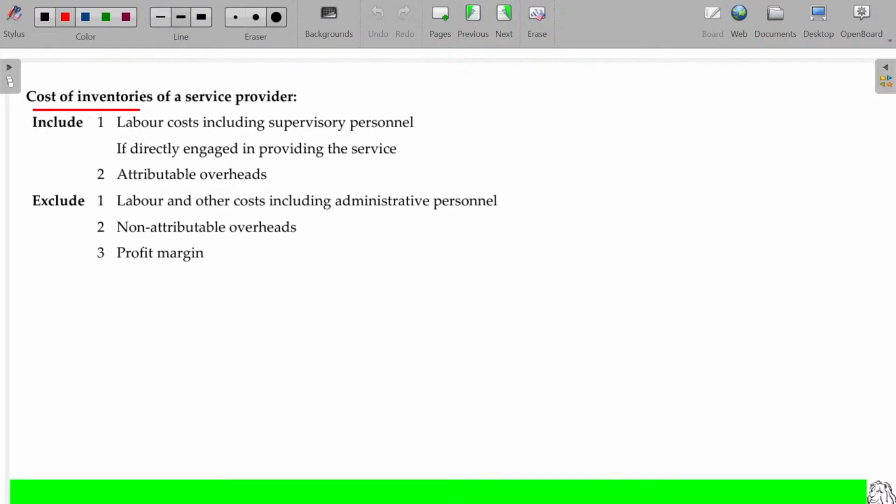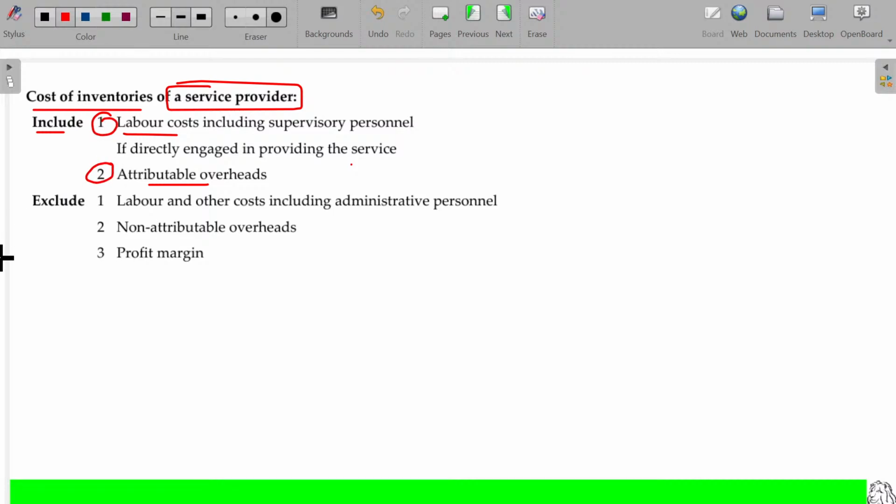Cost of inventories of a service provider. For the service provider, of course, he has no tangible product. Then is there any stock for him? In that case, stock includes labor cost, including supervisory personnel if directly engaged in providing the service, and any other attributable overheads will be taken.